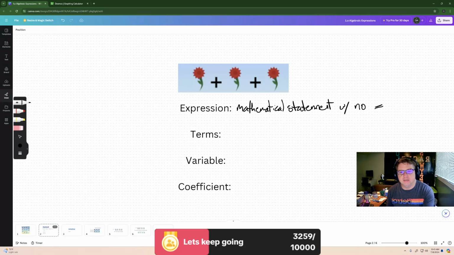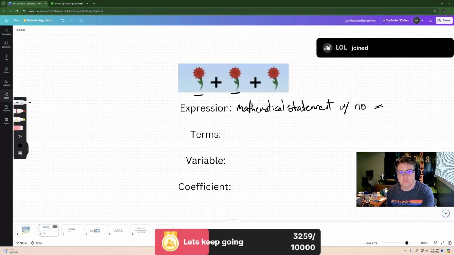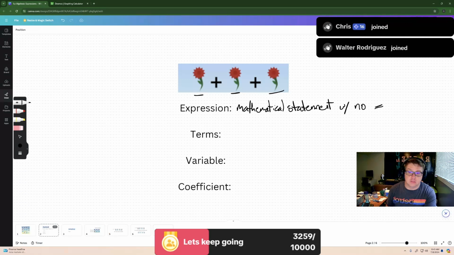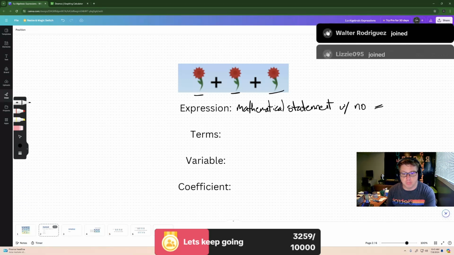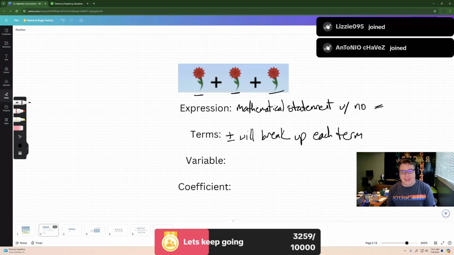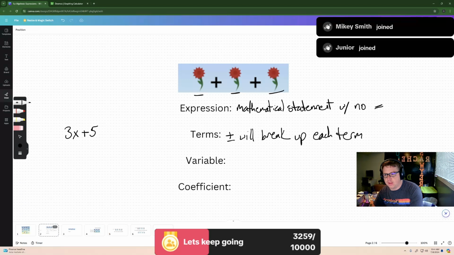And what we see are we have what they call three terms. And a term is differentiated by a plus or minus sign. So a plus or minus will break up each term. So when we have this type of situation, you might see like 3x plus 5, and you can see there are two terms there, okay?